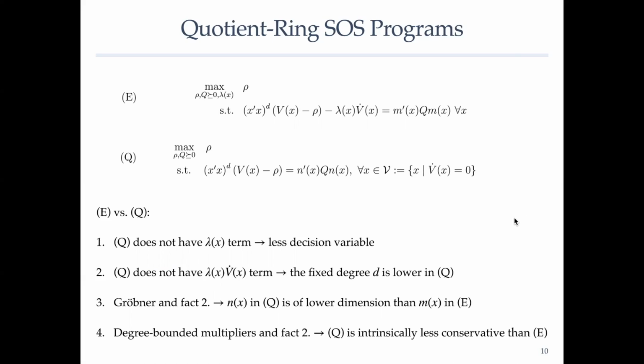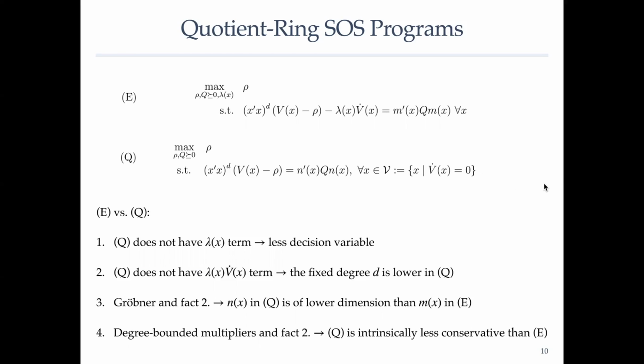So first, in Q, we have a new letter n, which just like m is a monomial basis, but it's a special one. It's the so-called Gröbner basis, and it's known to be much smaller than the standard basis m of x. And finally, since Q encodes an algebraic variety, this curly V here, which by the way is a set of polynomial roots, whereas E relies on degree-bounded multipliers, Q is just known to be intrinsically stronger, or mapping back to our context, this formulation is going to give us tighter approximation theoretically.